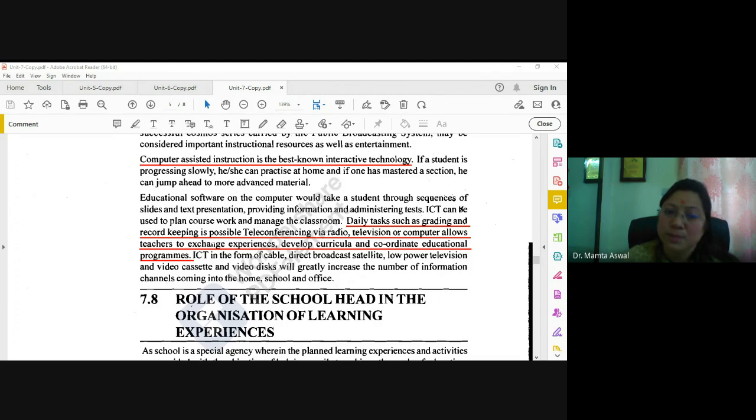So the teacher must be trained for that. You must have the resources. There must be computers, there must be internet connectivity in the school, in order to have those kinds of experiences in the school. So that can also be utilized.